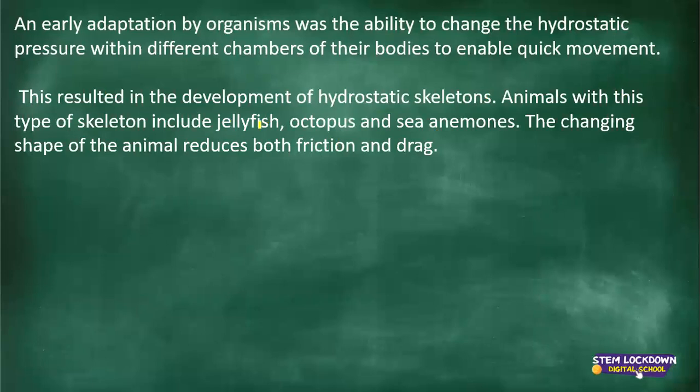Animals with this type of skeleton include what? It includes jellyfish, the octopus, and the sea anemones. So when you look at these types, you can clearly picture what a hydrostatic skeleton is like. Ne? The change in shape of the animal reduces both the friction and the drag because it just moves smoothly, because its body structure is adapted to be like that. For us as human beings and other land animals, although we may swim in the water for a bit of time, our bodies are not designed to really stay in the water.